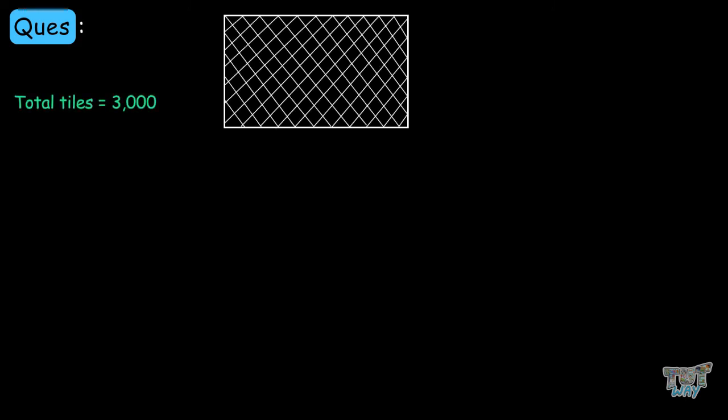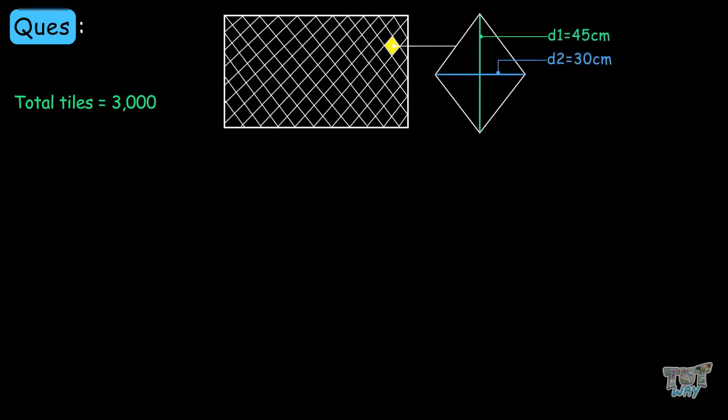The floor of a building consists of 3,000 tiles. They are rhombus shaped and each of its diagonals is 45 centimeters and the other is 30. Find the total cost of the flooring when the cost per centimeter squared is $0.04. Let's solve it. Review what we have already been given.